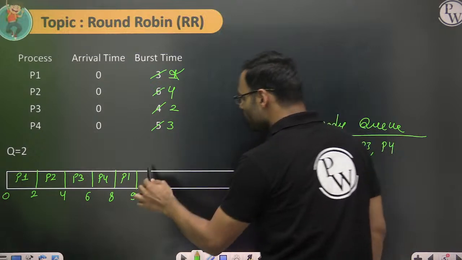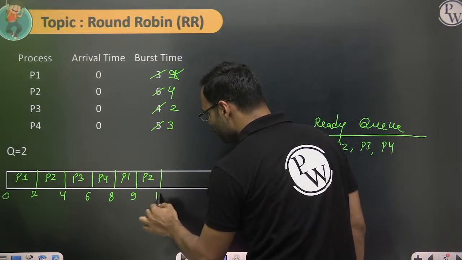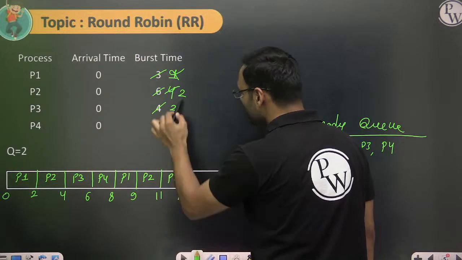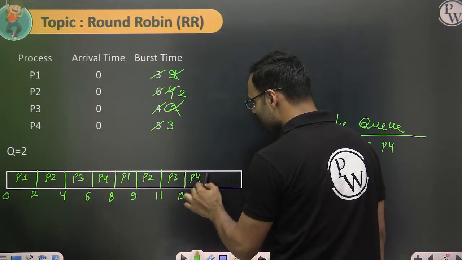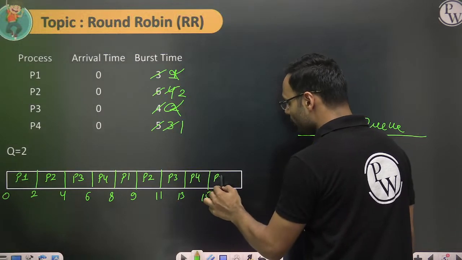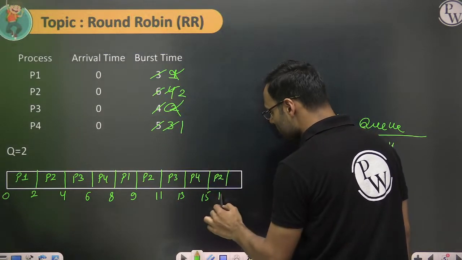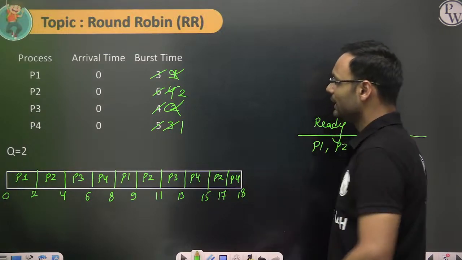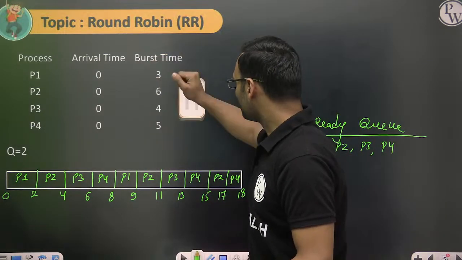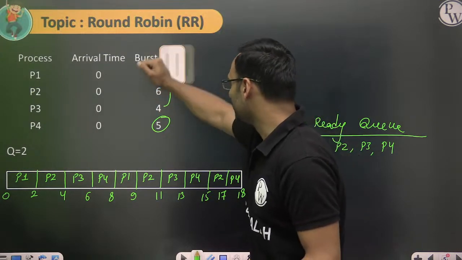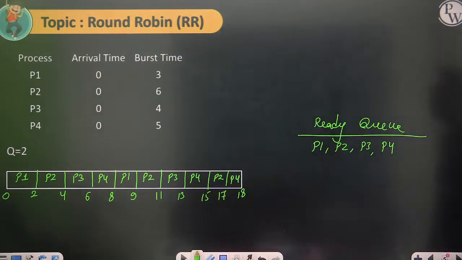Next, P2 runs, 2 time units, up to 11, remaining is 2. Then P3 runs next, up to 13, remaining nothing. Then P4 runs next, 15, remaining 1. Then P1, P3 gone, only P2 and P4 remaining. P2 runs 2 time units, 17. And then at the end, P4 runs, 18. Done. Total 18 time units required. 6 plus 4, 10, 5, 15 plus 3, 18. Yes, total 18 time required. This is what the Gantt chart is.